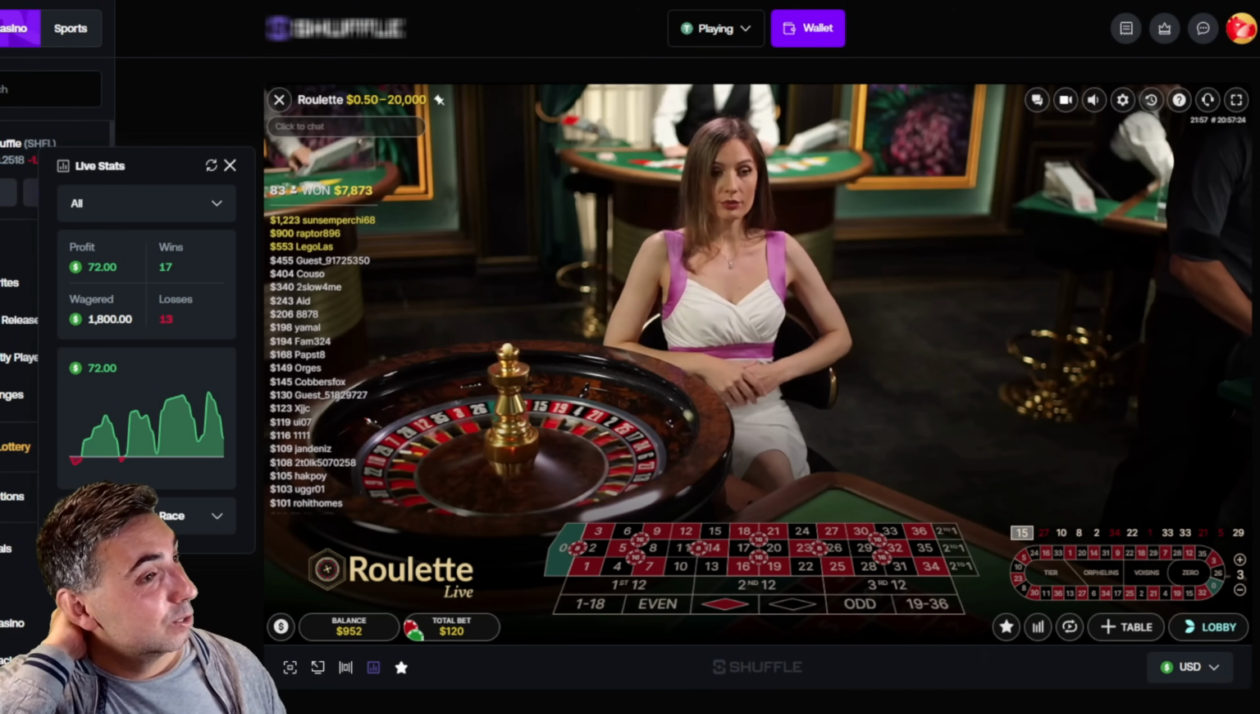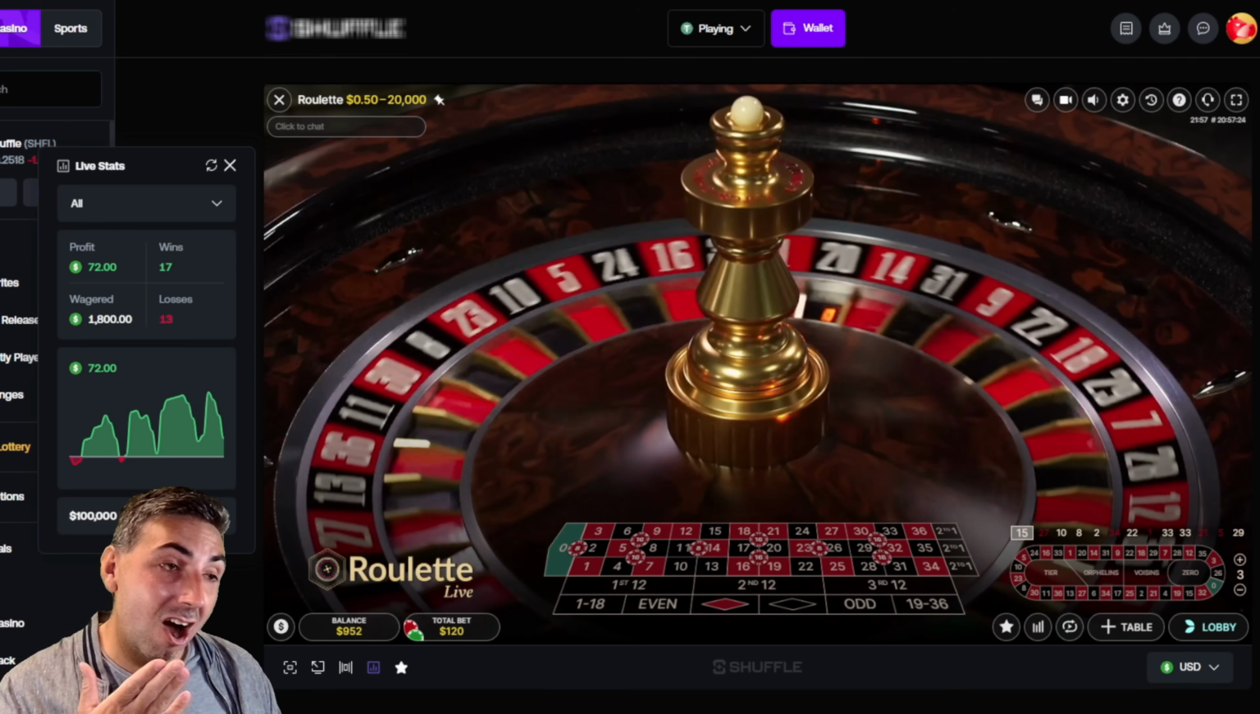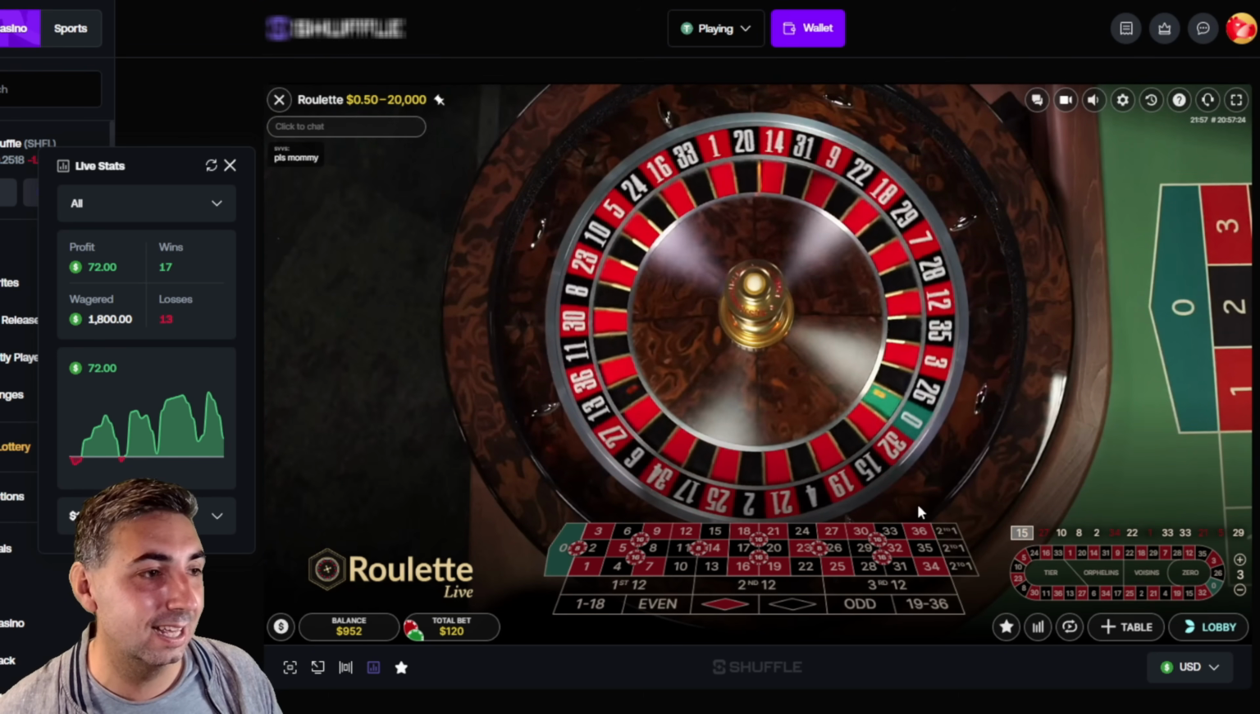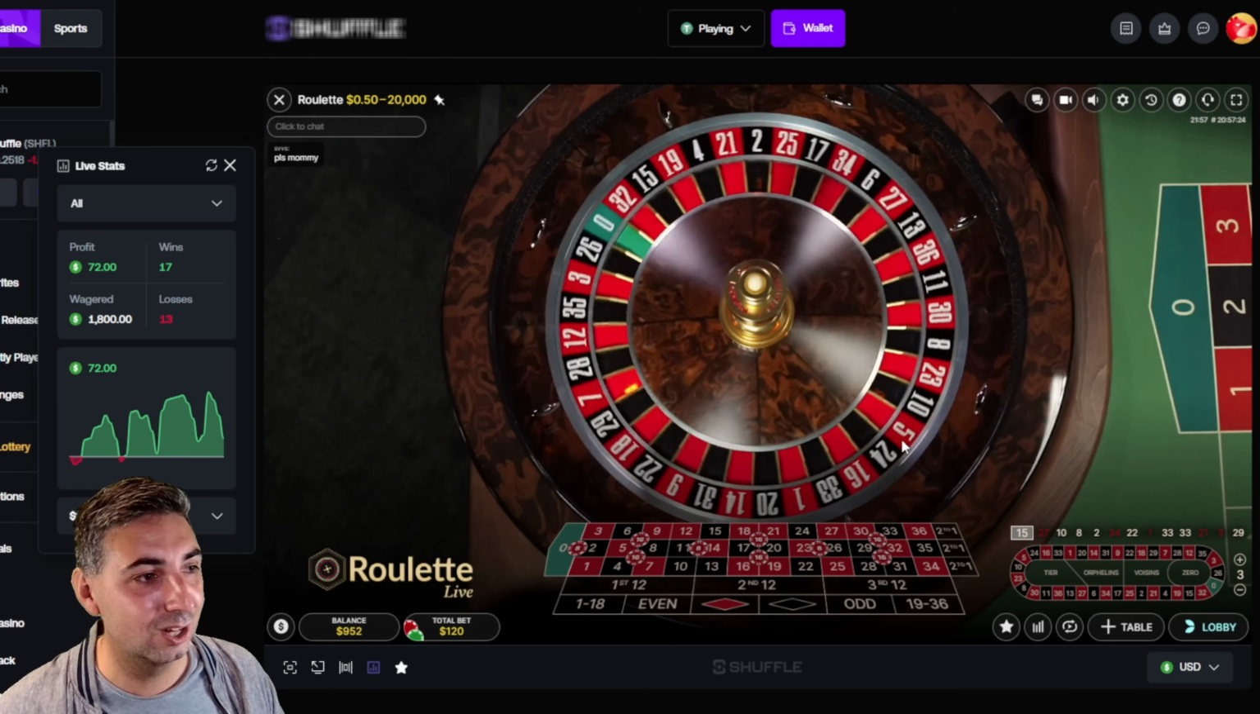We're on 30 spins. We've only got 7 more. I can't really afford to go any deeper into the hole, to be honest. I don't want to be losing these. Don't want to be losing these $120 bets.